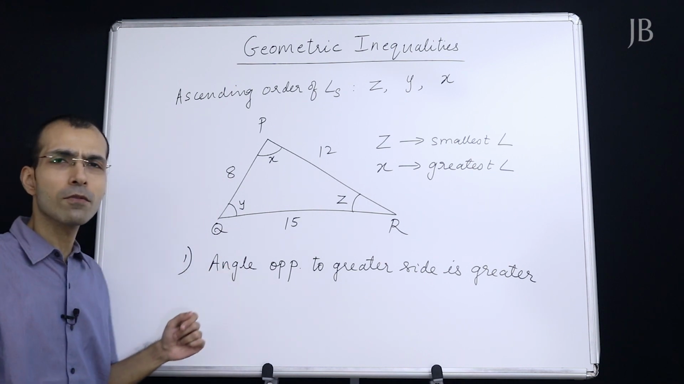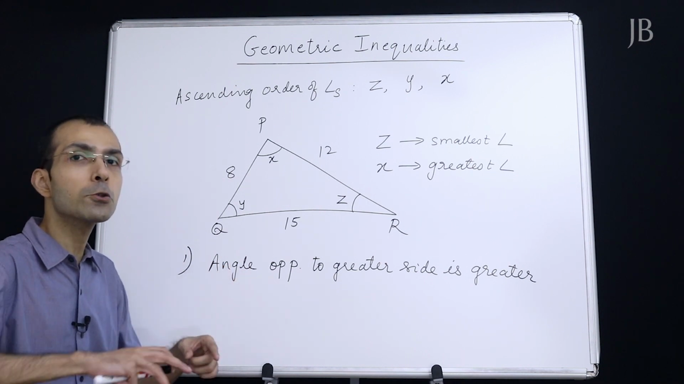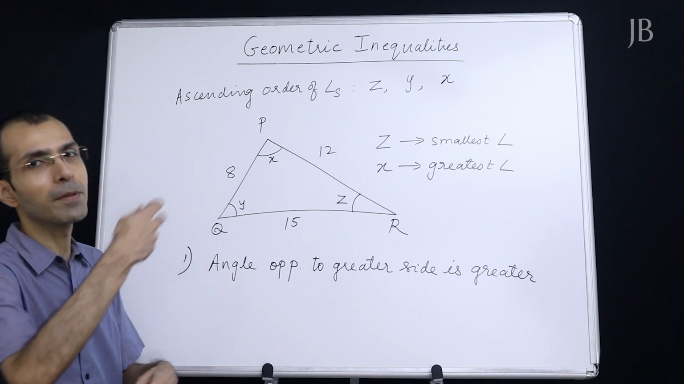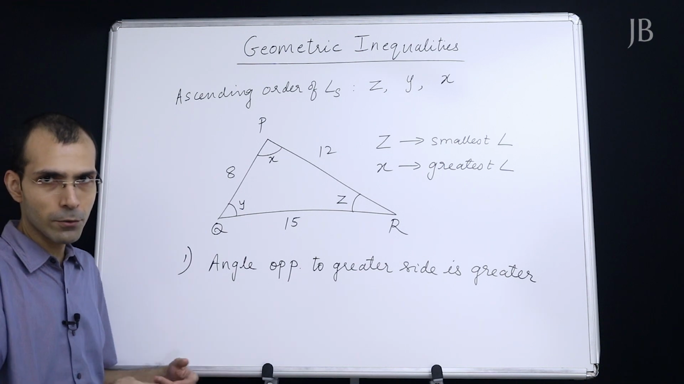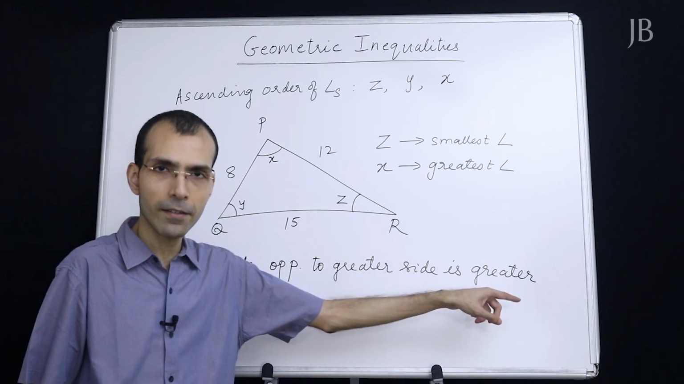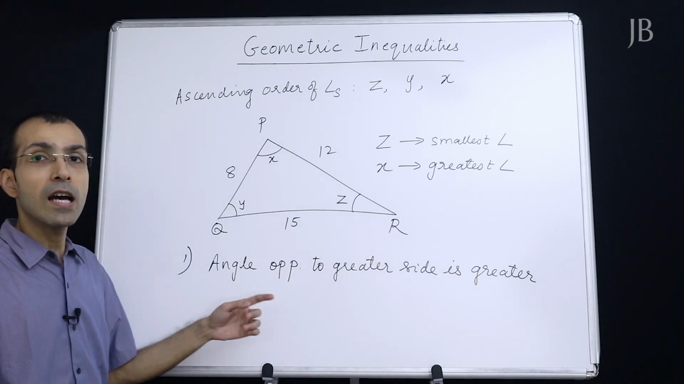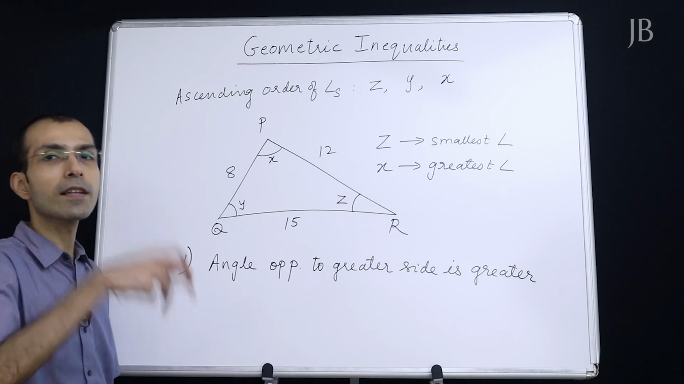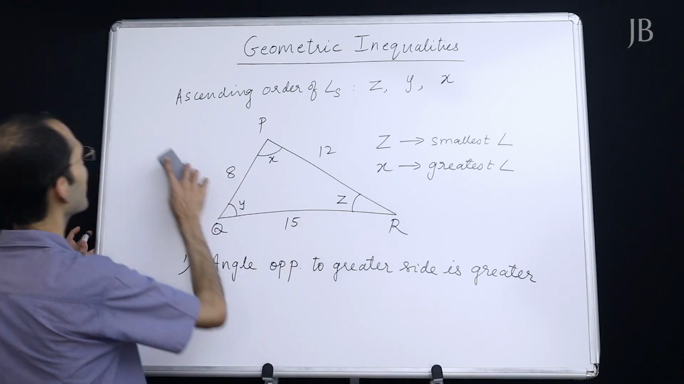What would be the converse of this? Side opposite to greater angle will be greater. Right now we are giving importance to angle; now we'll give importance to side. The original concept is angle opposite to greater side is greater. The converse of this concept will be side opposite to greater angle will be greater. So let's have a look at that.